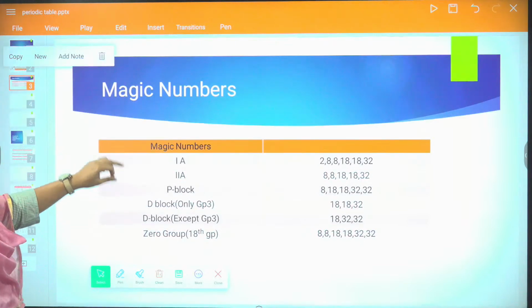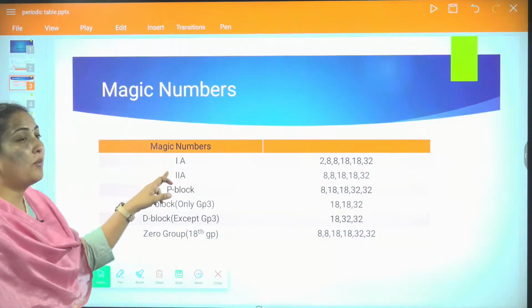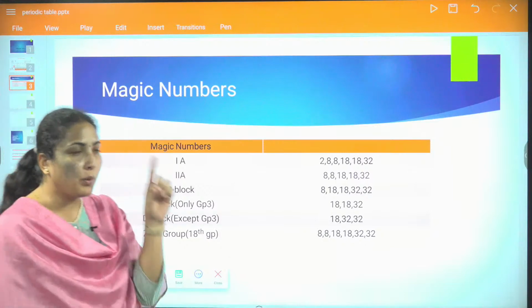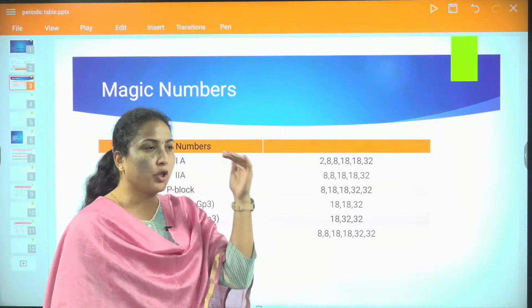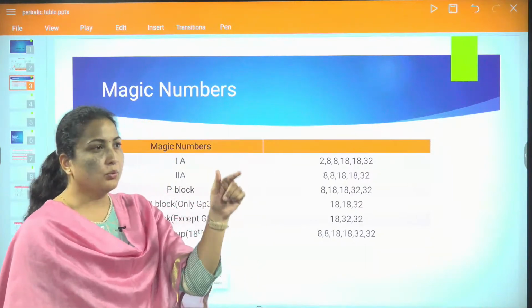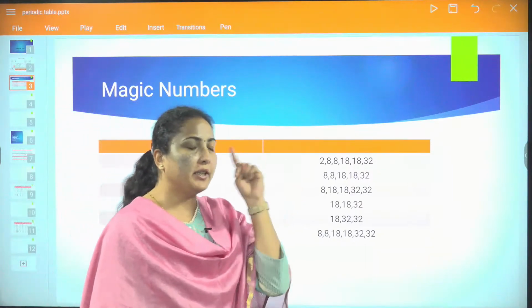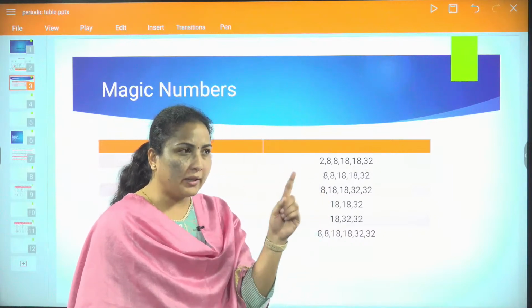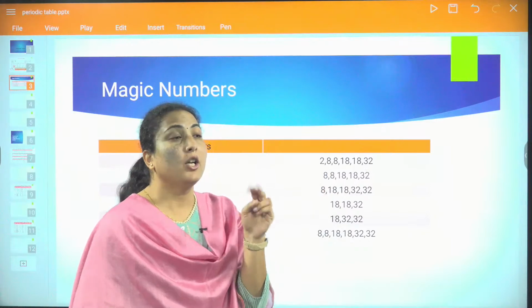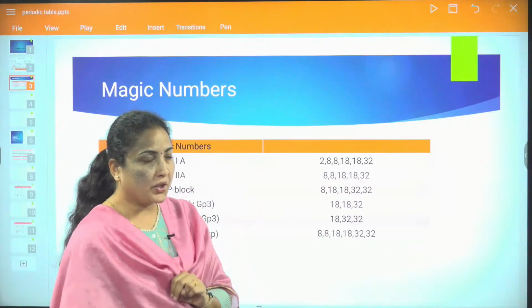This is what I have written or mentioned on this particular slide, right? So you have group 1A: 1 time 2, 2 times 8, 2 times 18, 1 time 32. For group 2A, cut across that 2, so you'll have 2 times 8, 2 times 18, 1 time 32. For P block, again you cut across one more 8, giving 1 time 8, 2 times 18 and 2 times 32, because you've added one more extra 32.